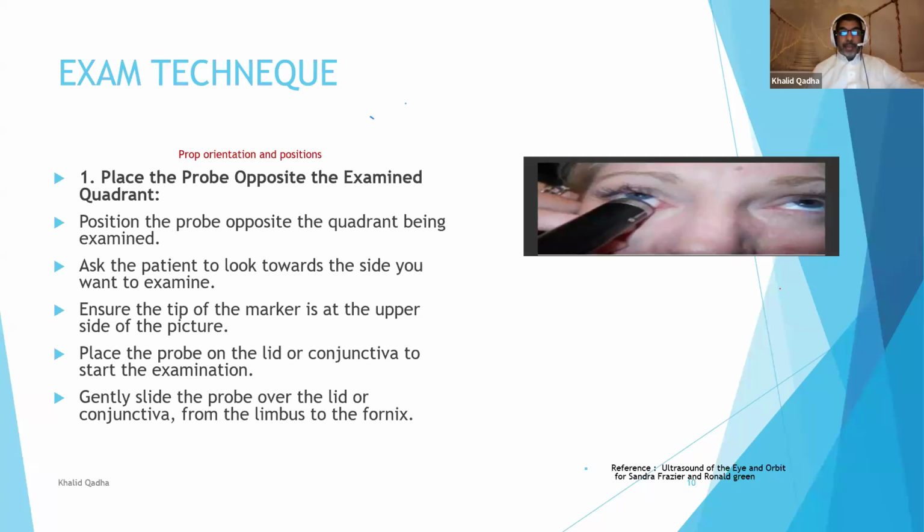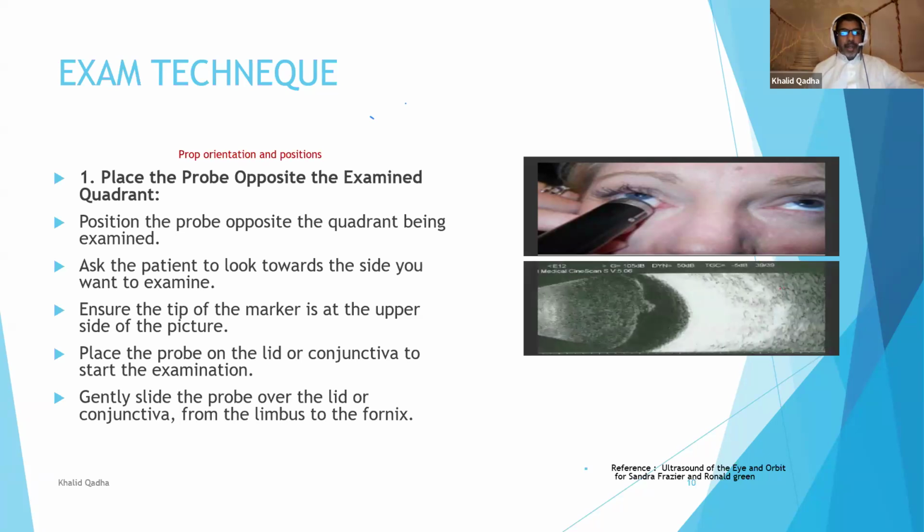Always ask the patient to look toward the area you want to see. As in the picture here, if you want to see the superior part, we ask him to look up, and as we said earlier, we place the probe inferiorly. Ensure that the tip of the marker is at the upper side of the picture. Place the probe on the lid or on the conjunctiva to start the examination. And as you see, when you see the marker here, that means that this is the top of the screen.